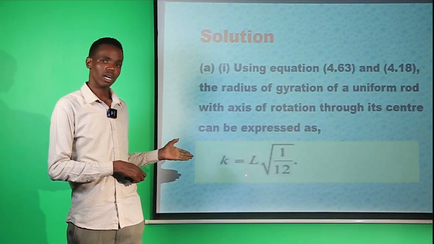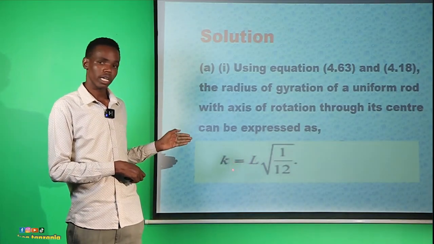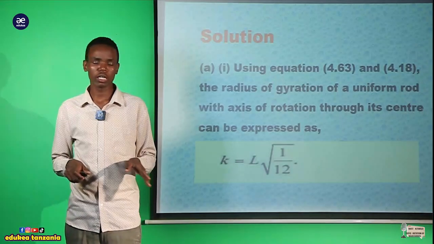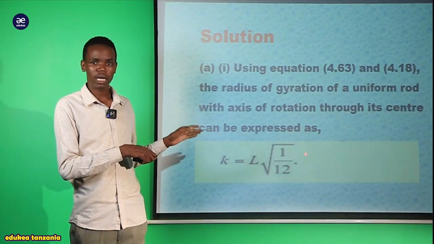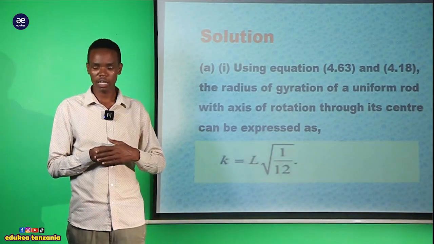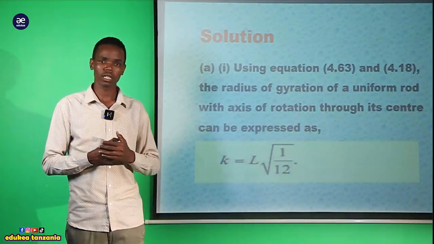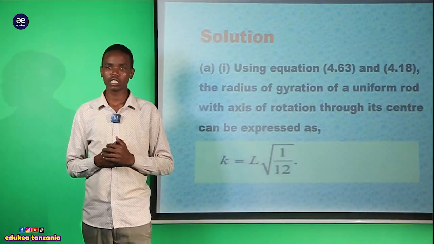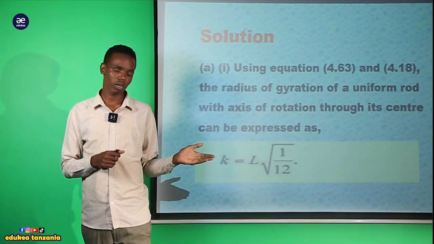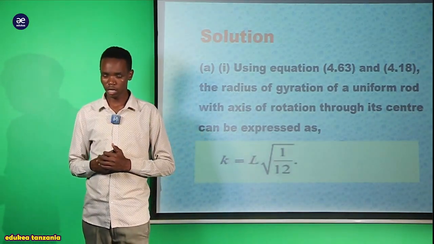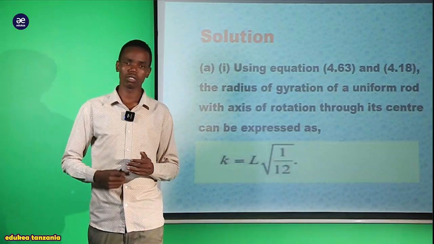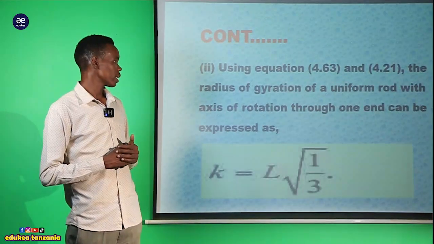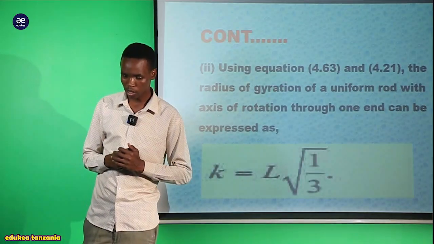So by making a comparison here, we get K, which represents the radius of gyration, equal to L times the radical of 1 divided by 12. So this is the formula that we can use to get the radius of gyration for the uniform load when it is rotating through the center. So after this one, let us go and see Roman 2.